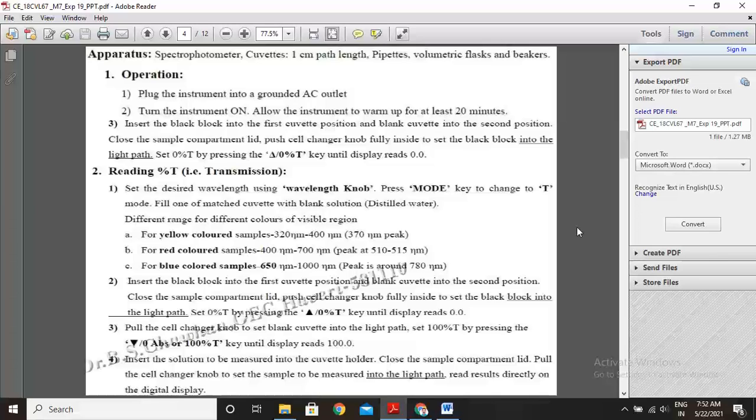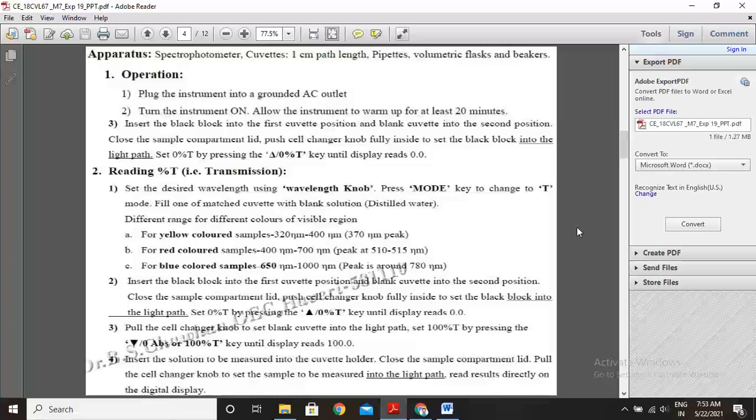Now, how to read readings. Okay, so second is percentage transmission. How to read this? Let us see in these steps. First step, set the desired wavelength using the wavelength knob. Press mode key to change to T mode. So there are options displayed or given on the key. Press mode key to change to T mode.